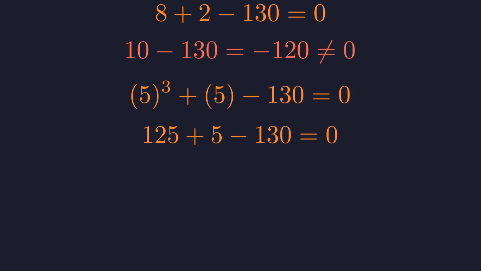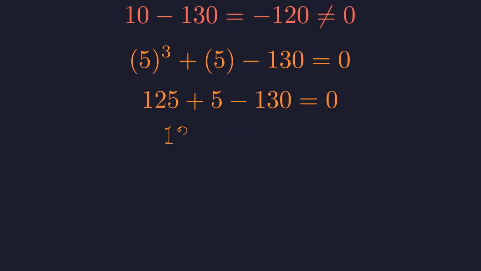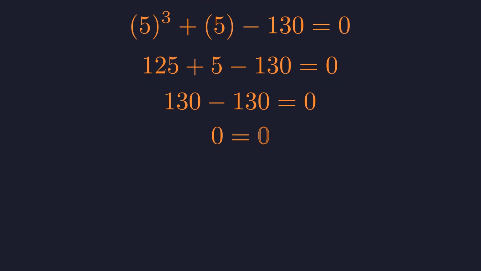5 cubed is 125, plus 5 is 130, which simplifies the expression on the left, and we get 0. Bingo! So y equals 5 is a root. Perfect. Since y equals 5 is a root, we know that y minus 5 must be a factor of our cubic polynomial. Now we need to find what it's multiplied by.